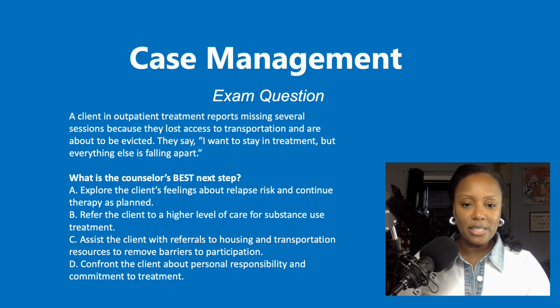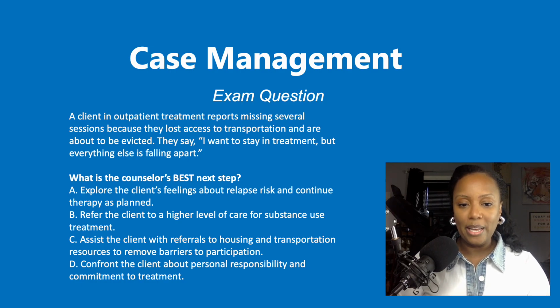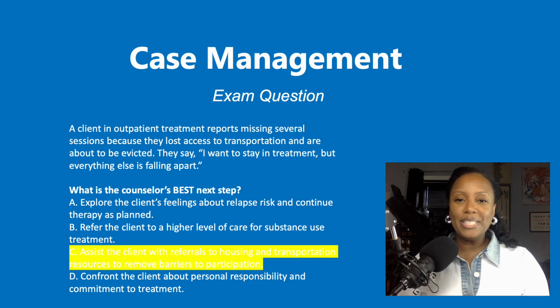A, explore the client's feelings about relapse risk and continue therapy as planned. B, refer the client to a higher level of care for substance use treatment. C, assist the client with referrals to housing and transportation resources to remove barriers to participation, or D, confront the client about personal responsibility and commitment to treatment. The correct answer is C. Assist the client with referrals to housing and transportation resources.